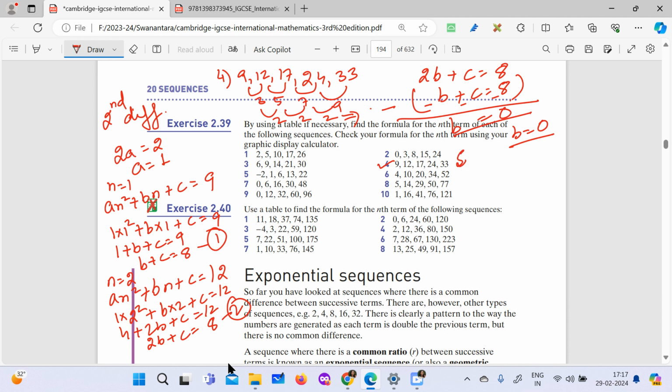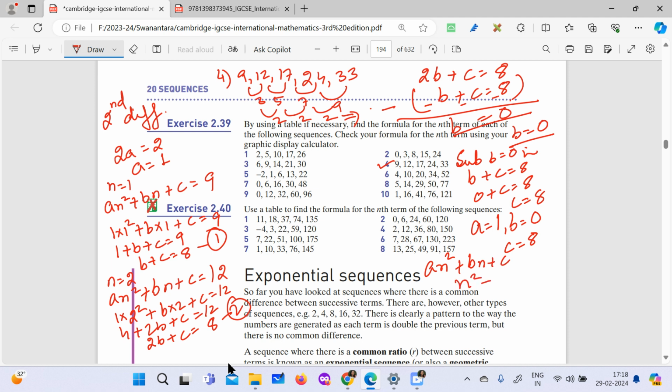Yes. So we will substitute b is equal to 0 in b plus c equals 8. So you will have 0 plus c equals 8, that will give you c equals 8. Right? Now we have a equals 1, b equals 0, c equals 8. We have all the values. We will substitute this in a n square plus b n plus c. A is 1, so we have n square, plus b is 0, so b is gone, plus c is 8. So your nth term is n square plus 8. This is your nth term.